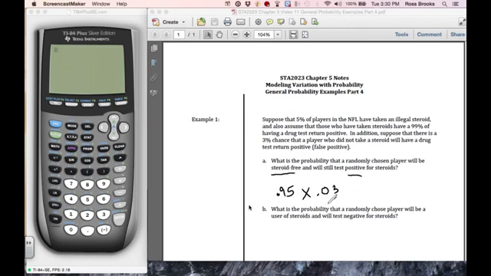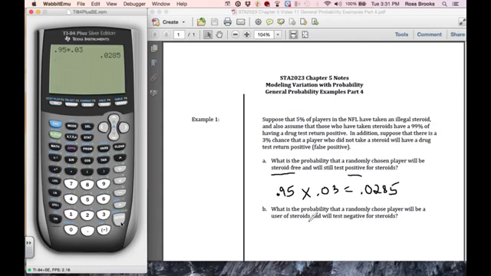And note this is 0.03 and not 0.3. 0.3 would be 30%, 0.03 is 3%. So it's just a matter of multiplying these two together to get our results. 0.0285. So in the NFL, according to this data, only about 2.85% would be steroid free but would still get a positive drug test, which would call for another drug test just to be safe.